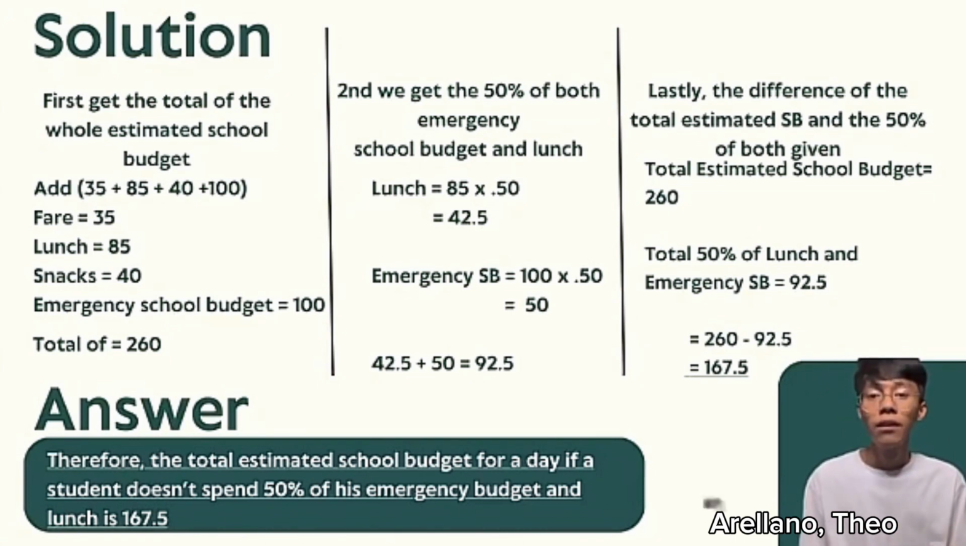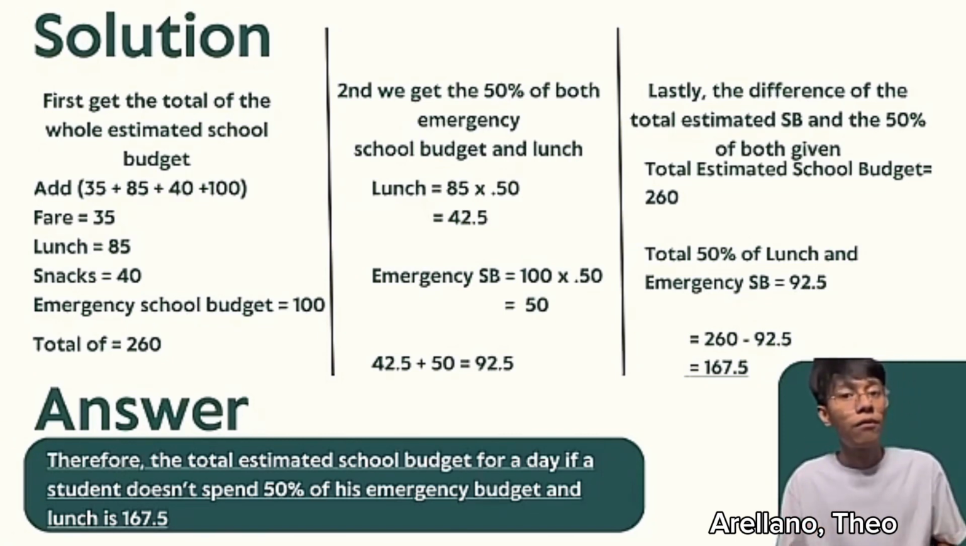And lastly, the difference of the total estimated school budget and 50% of both givens. So the total estimated school budget is 260. Then the total 50% of lunch and emergency school budget is 92.5. So we have to look for the difference. So 260 minus 92.5 will give us 167.5.